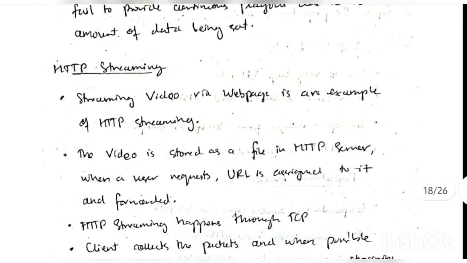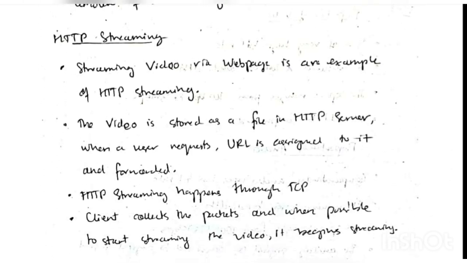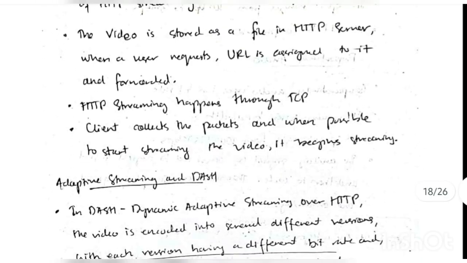Coming to HTTP, the video is streamed through a web page. The video is stored in a file on the HTTP server, and when we access it, a URL is sent to us. We then access that URL. That is the basic operation of HTTP streaming. It uses TCP, so it's reliable, and the client collects packets, and when possible it starts streaming the video. You can observe this in YouTube.